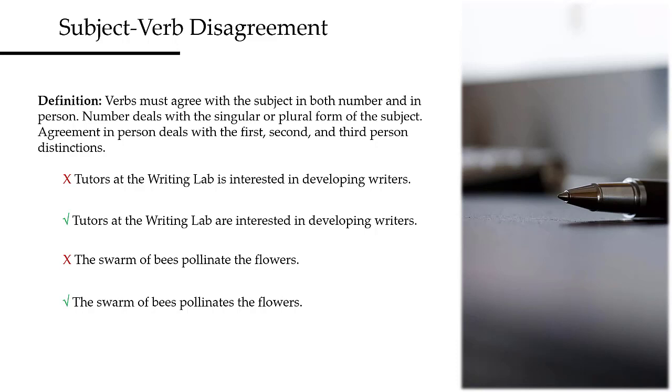Similarly here, it can be helpful in the second sentence to eliminate any extra words. Instead of checking the swarm of bees, you might check the swarm. The swarm pollinate? No, it's the swarm pollinates the flowers.